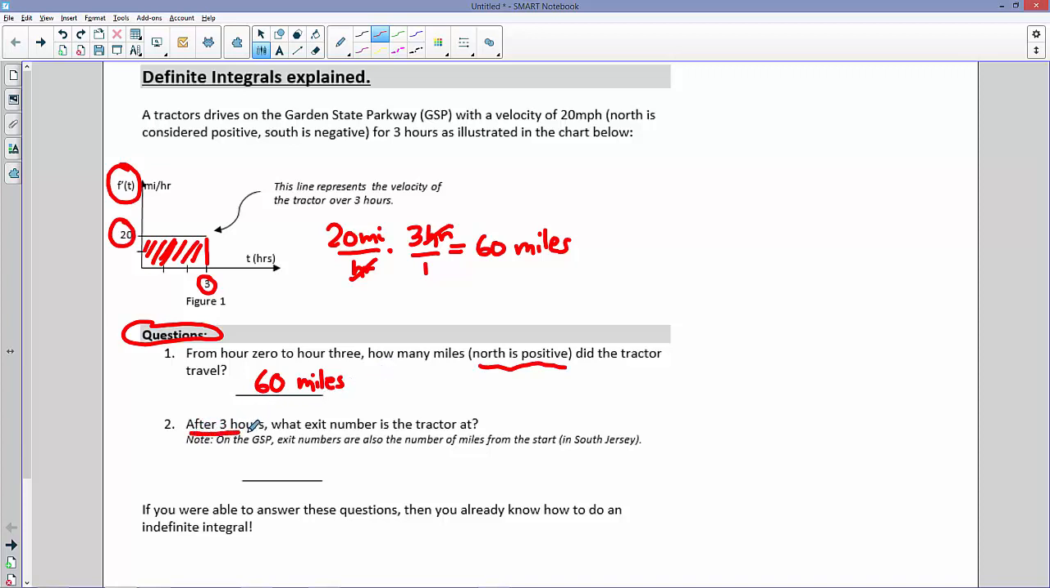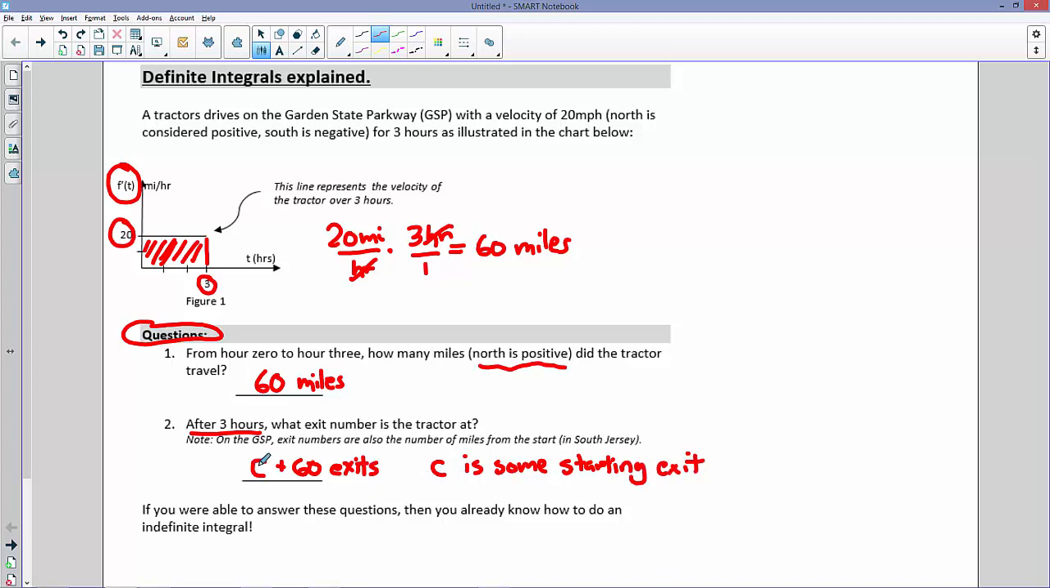So that leads us to this question. After 3 hours, what exit number is the tractor at? And the answer is we don't know. So we know it's plus 60. It's north 60. So we're going to say north 60 exits or miles, really. We'll call it exits, but exits and miles are the same on this pseudo-fictitious highway. And we don't know where it started. So we're going to come up with a letter that we're going to use in integration all the time. It's called C. So C is some starting exit, some starting number. We don't know what it is.